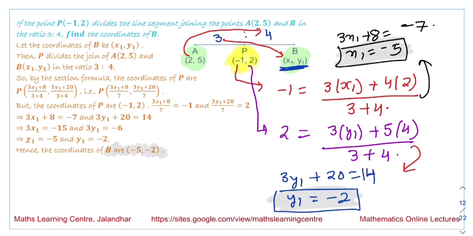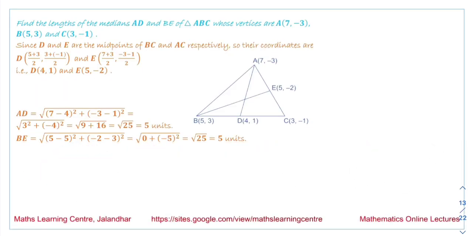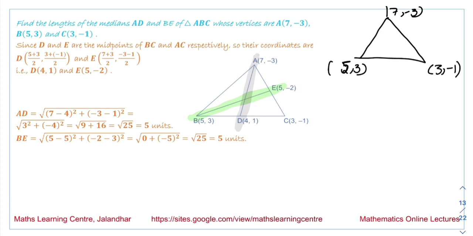Next is find the length of the median AD. This is AD over here. This is the median, and BE is the second median we are talking about, of the triangle whose vertices are given to us. So suppose we are talking about a triangle over here. The vertices of this triangle are 7 comma minus 3, 5 comma 3 and 3 comma minus 1. When we are saying that AD is the median, it means D is the midpoint of these two.